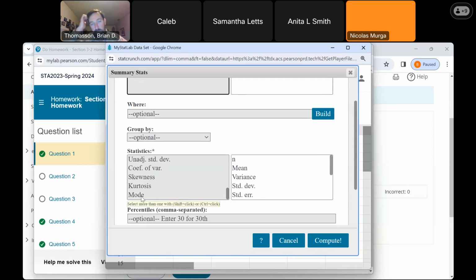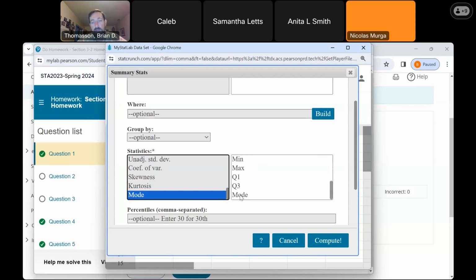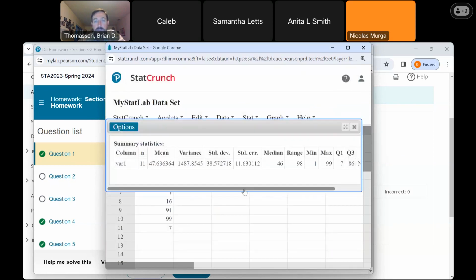Notice that little yellow thing pops up. So I have to hold down either Control or Shift and then click on mode. Okay, and then that mode is added. If I just click on mode, it will add that one and eliminate everything else. All right, and then we hit Compute. So in this case, they wanted the variance, the standard deviation, and the range. Okay, so we have those values all there.